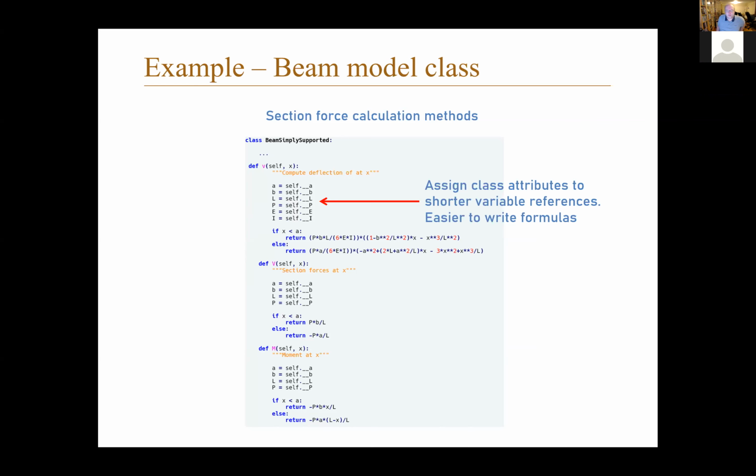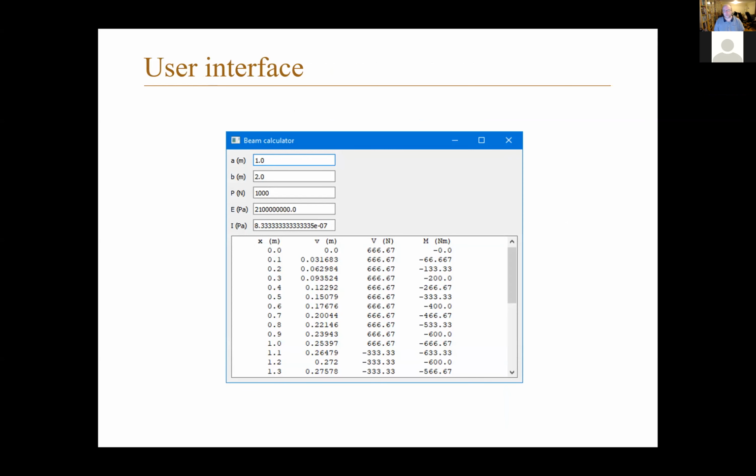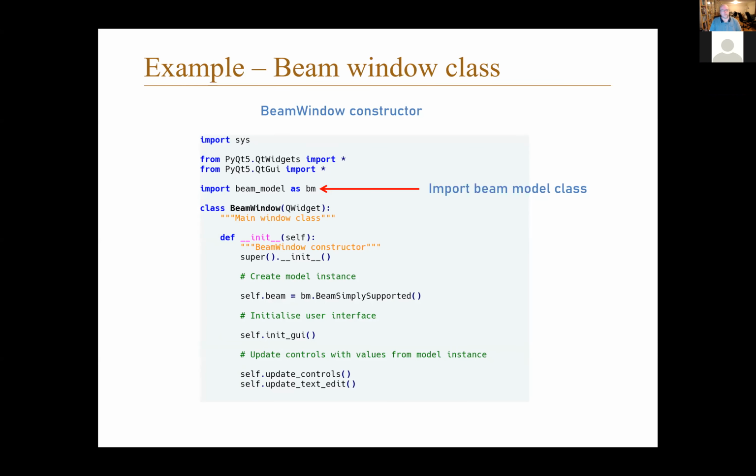So now I've completed the model. Now I want to do a user interface for this. The idea here is to create something like this: my input variables here, and every time I change an input value, it will update the list, so it will automatically change the table here. So now the model is self-contained. There is no connection to any user interface in this case.